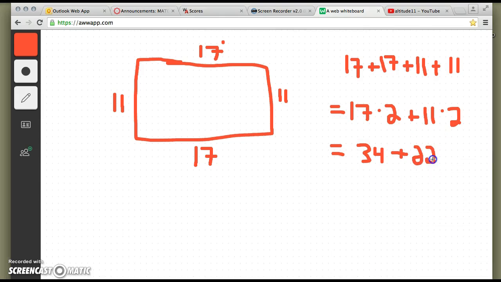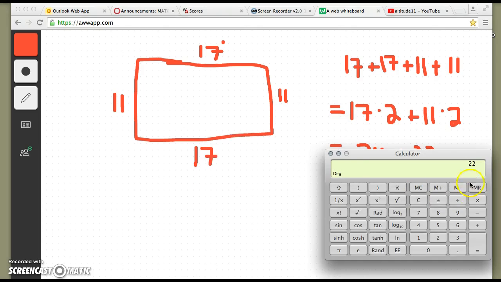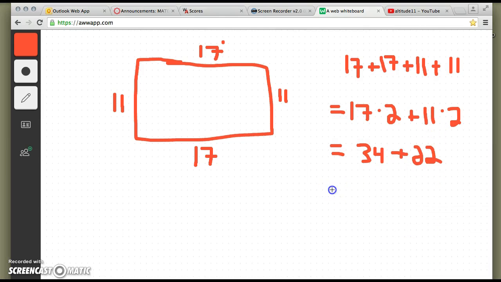So to get the final amount for how much wallpaper we'll need, we'll have to add 34 plus 22. So we already have 22 in here, plus 34 is 56. So our final answer is we are going to need 56 feet of our wallpaper border.